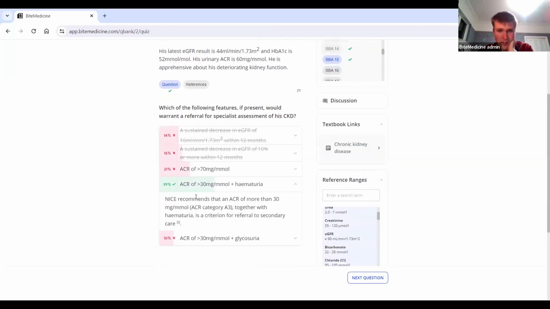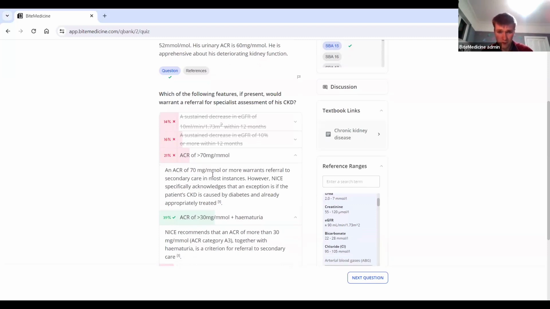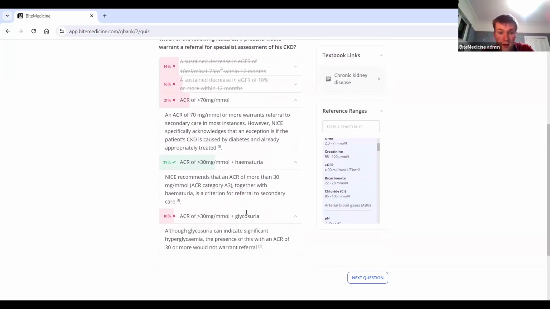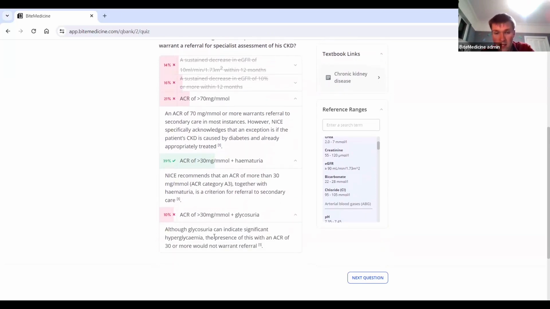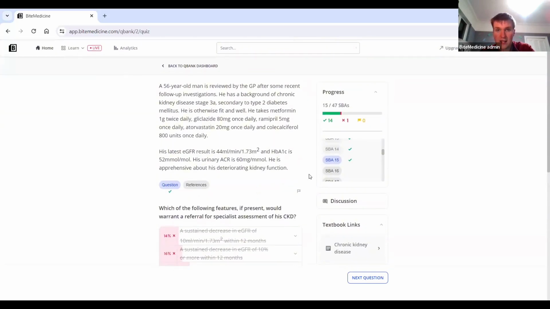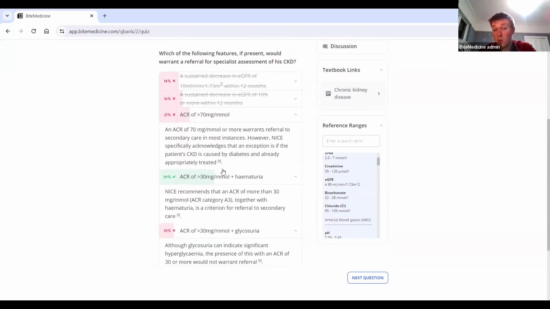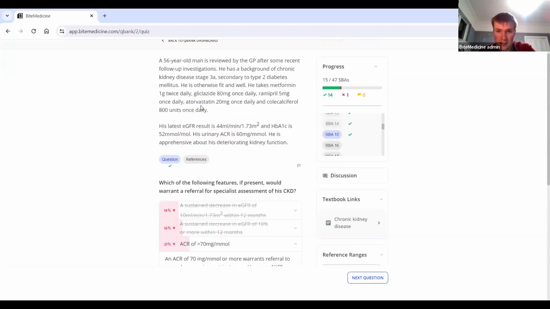Ah, fantastic. Okay. So NICE recommends an ACR of more than 30 together with hematuria as a criterion for referral to secondary care. So let's look at these other ones then. An ACR of 70 or more warrants referral in most instances. However, NICE specifically acknowledged that an exception is if the patient's CKD is caused by diabetes and already appropriately treated. Interesting. And therefore, with this one, same goes. So yeah, I can't pretend to be an expert on all things kidney, guys. But if you've got the time, look up the criteria on NICE.